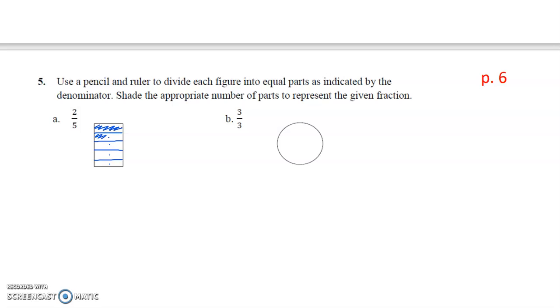And you can shade any 2. They can be separated from each other. It doesn't matter. That's just a representation.